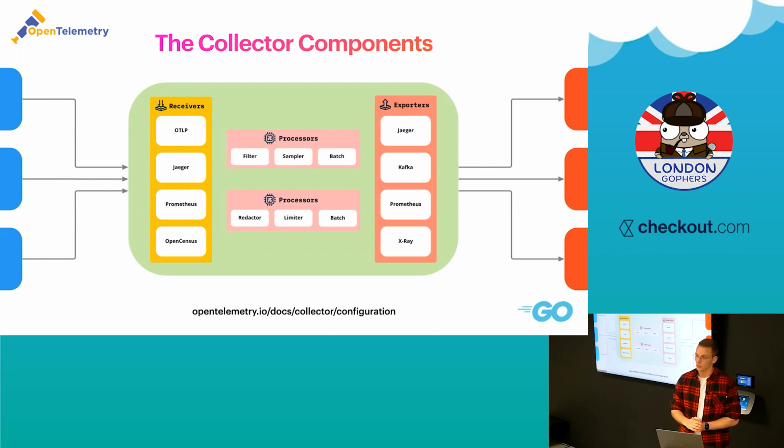And then finally, you've got the exporters. So where do I want to send this data? You can send it to Jaeger, Kafka, Prometheus, X-Ray. There's a whole bunch of them supported out of the box. There are also collectors that have been wrapped and provided by vendors as well, which I'll talk about later, which is how you can extend what exporters and what receivers are provided.